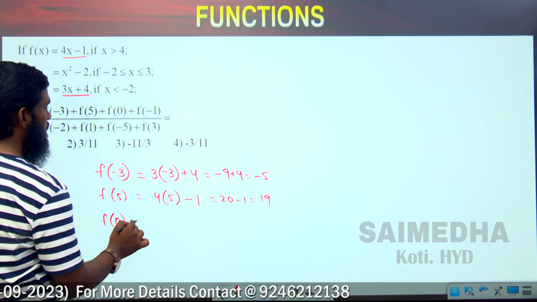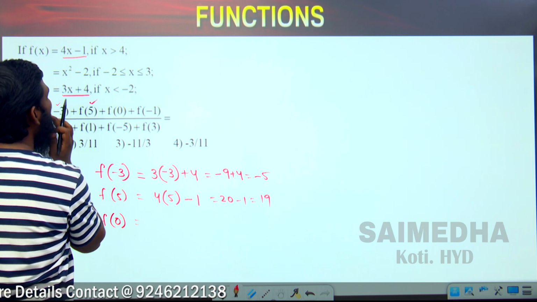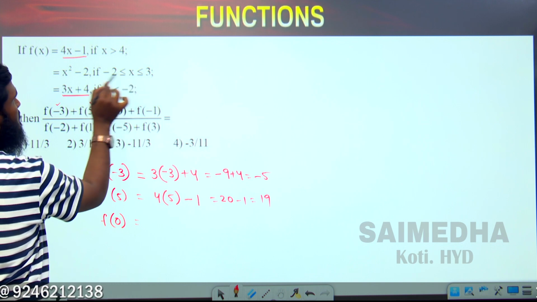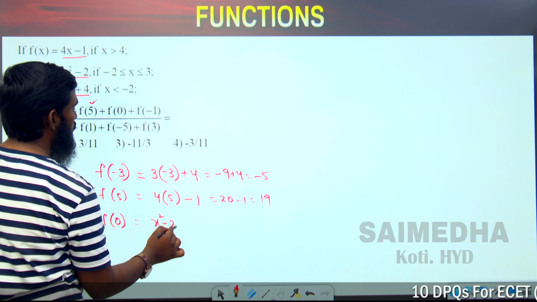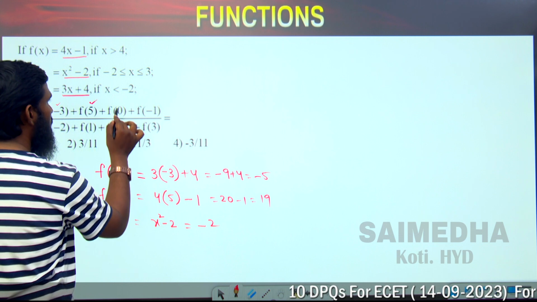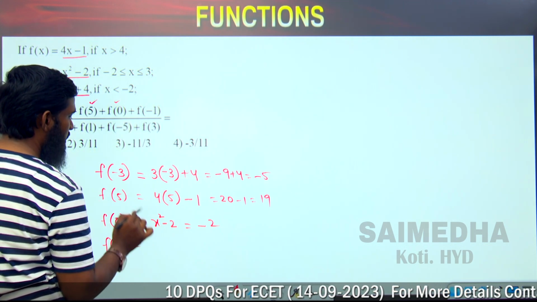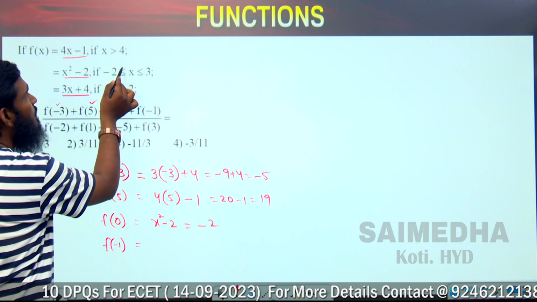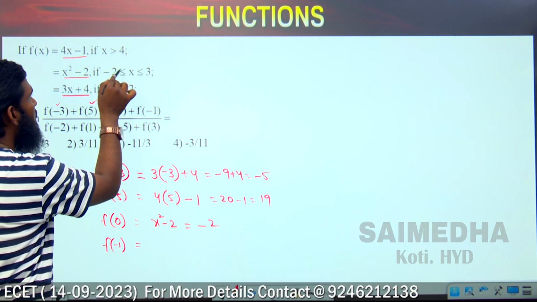Next value is f of 0. Where does 0 fall? It comes in between this region, so we take this function, x square minus 2. 0 square minus 2 is minus 2. This is also completed. Now next we have f of minus 1. Minus 1 also comes over here only, because minus 2, minus 1, 0, 1, 2 all fall in this region.